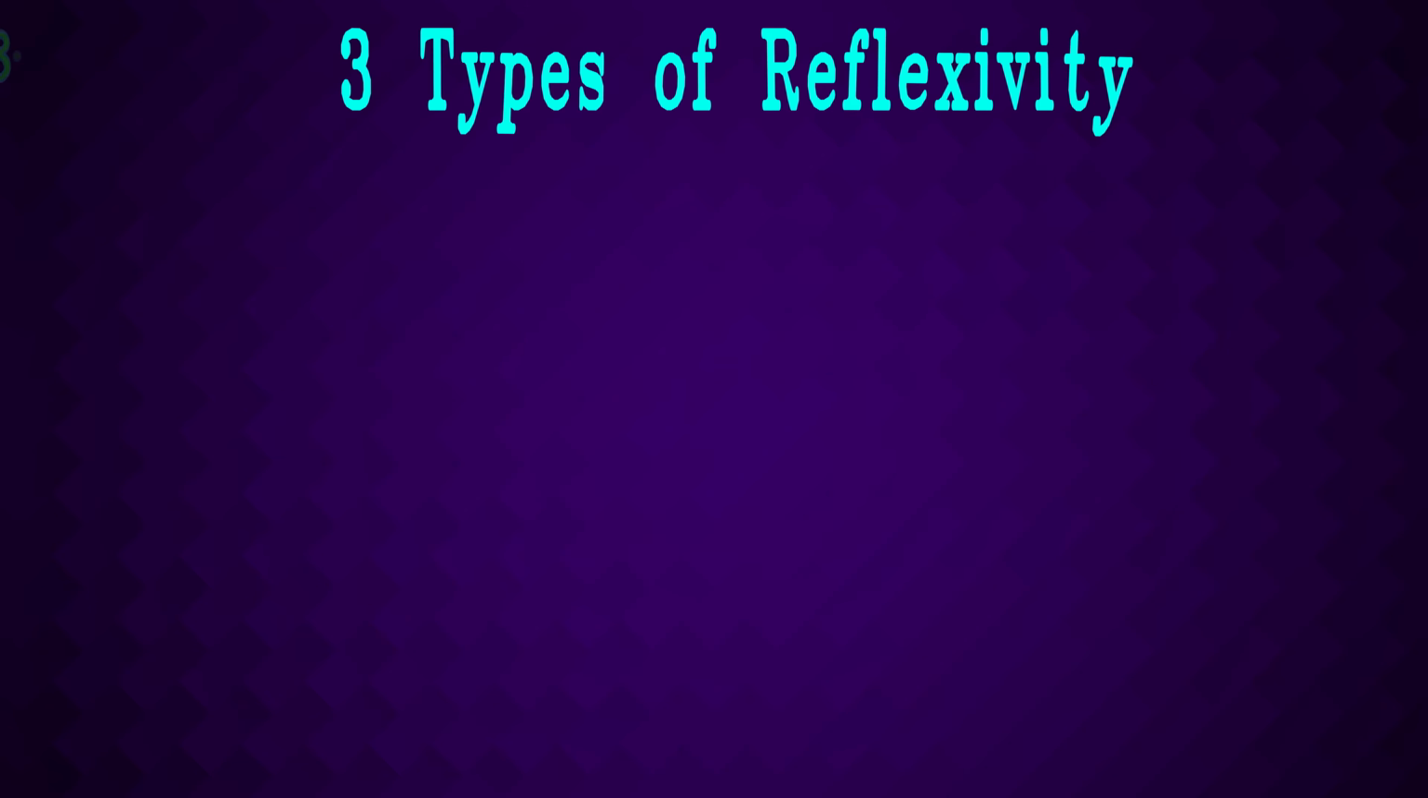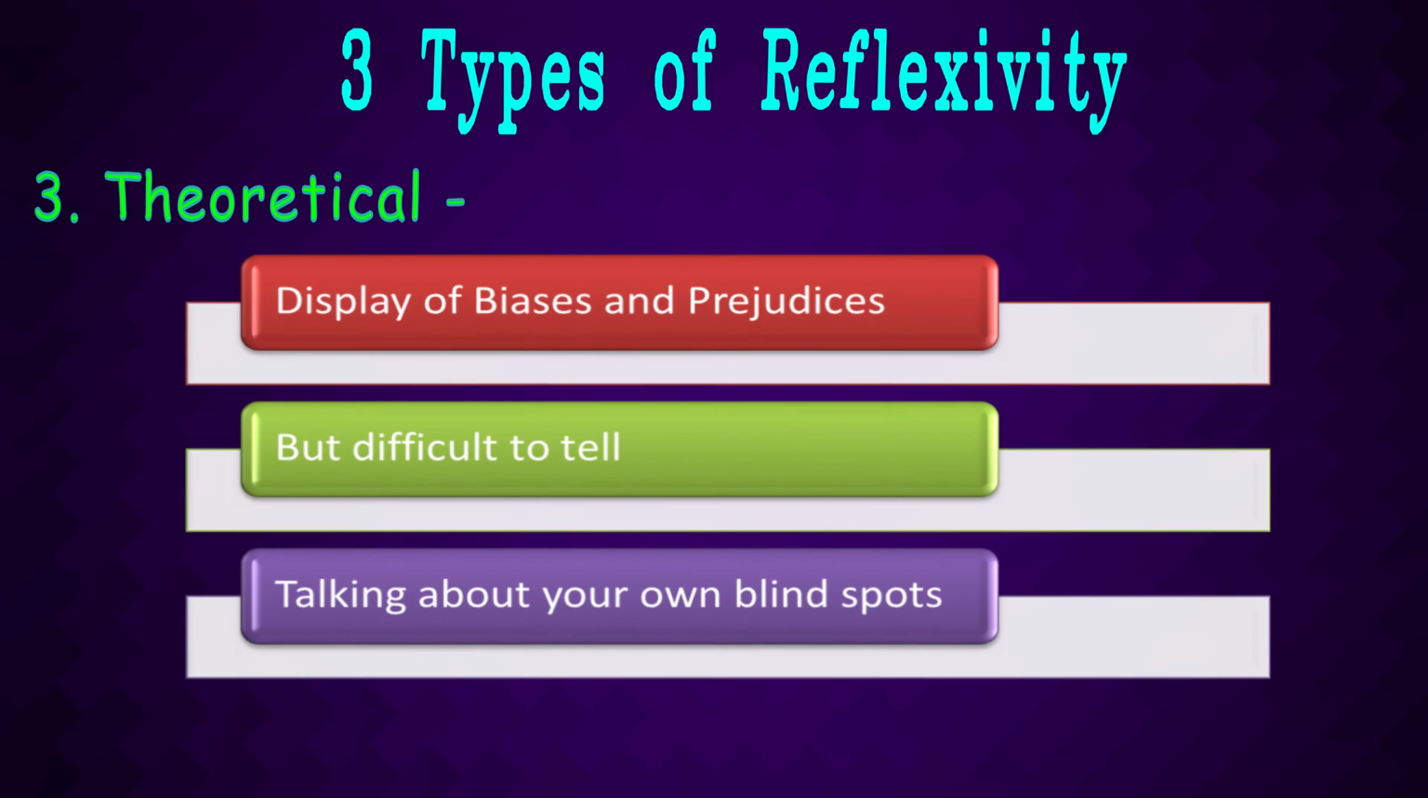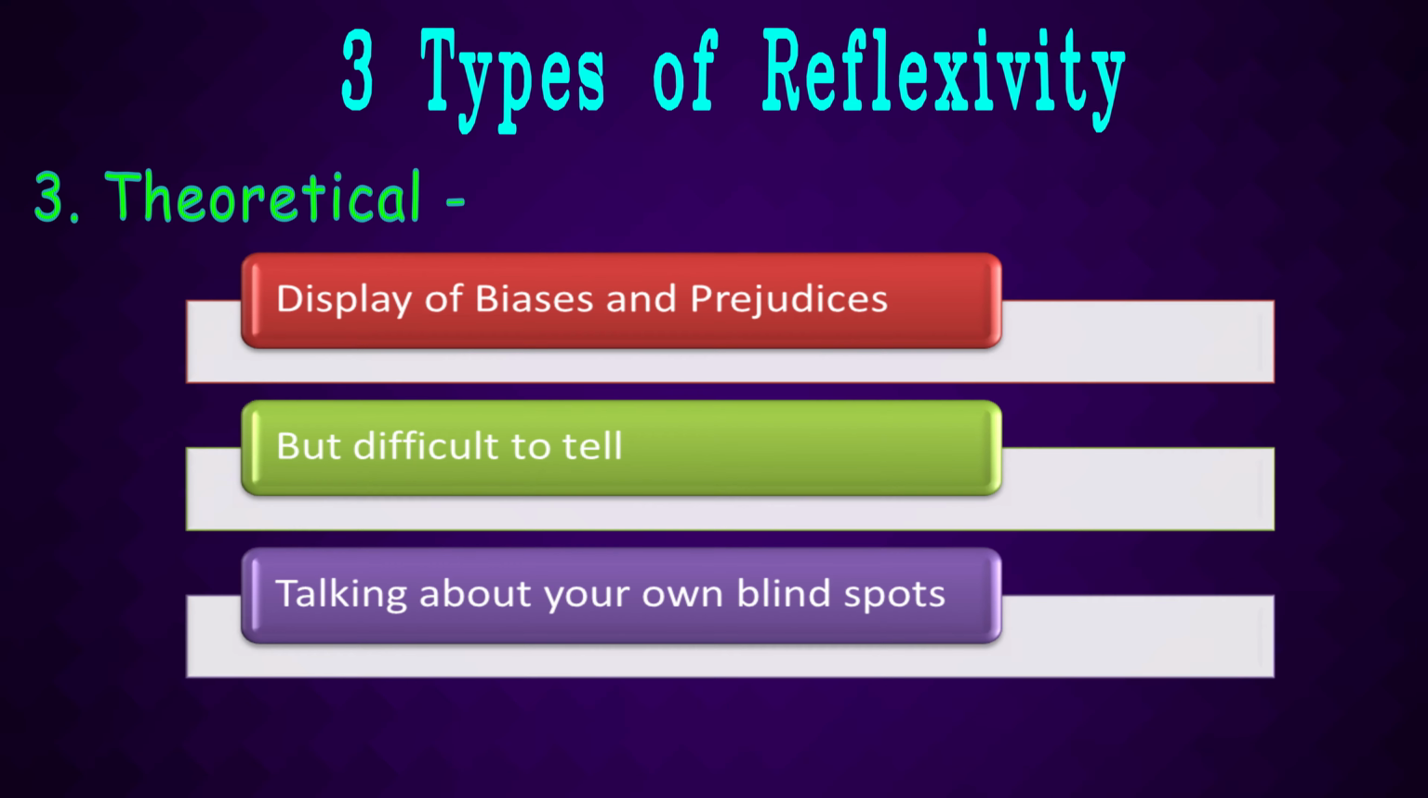Now, this kind of reflexivity is also used in theoretical ways, but this is very difficult to tell actually. When you're talking about theory, it shows a display of biases and prejudice, but it is kind of a blind spot. Why? Because it is very difficult to tell about yourself what kind of bias or what kind of prejudice you're carrying. For example, if a person is a racist, will he ever confess that yes, I was a racist and even then I went to a field where I had to study people who were different from my own race? He's not going to accept it. Therefore, it is very difficult for the researcher to tell about his own bias.